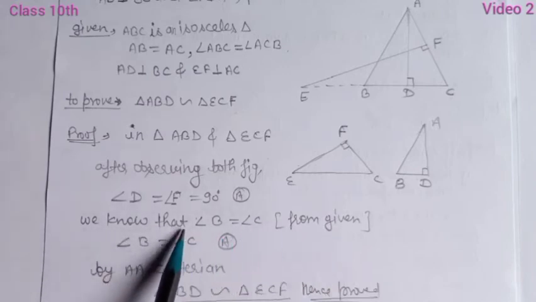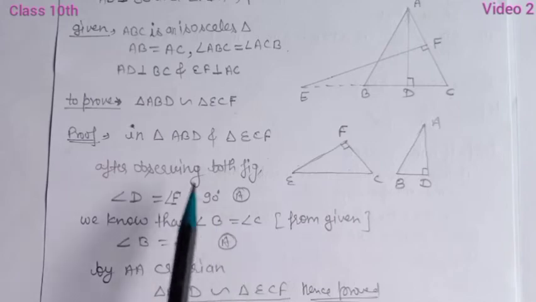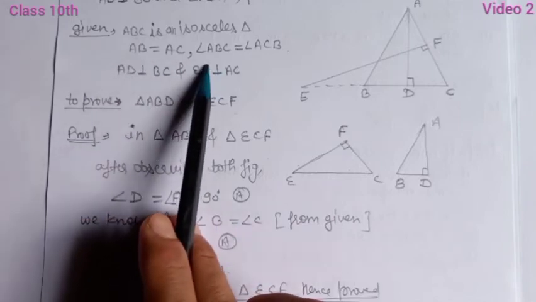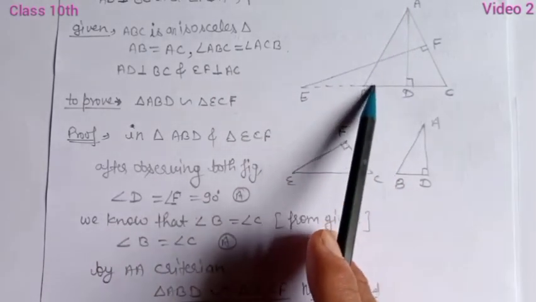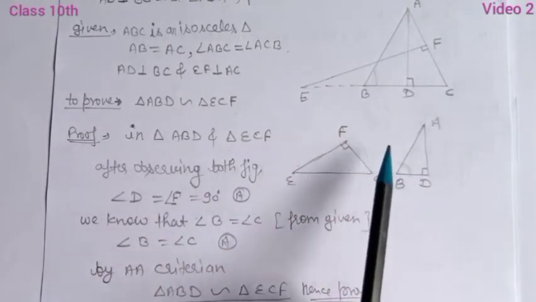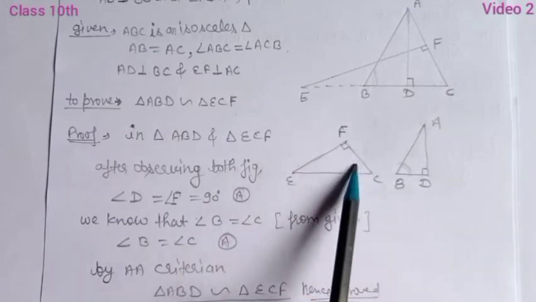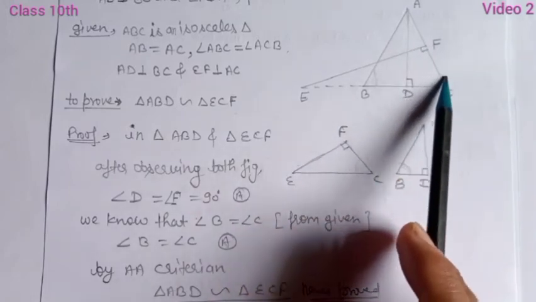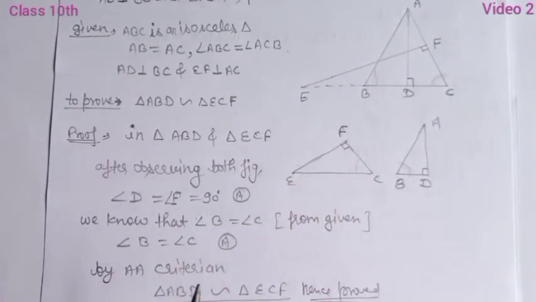So we know that angle B is equal to C, which is written in the given things. ABC, students, this angle B is equal to angle C, because ABC is an isosceles triangle, as given in the question. So angle B is equal to angle C. So students, you can see here two angles are equal. So by AA criterion, triangle ABD is similar to triangle ECF, hence proved here.